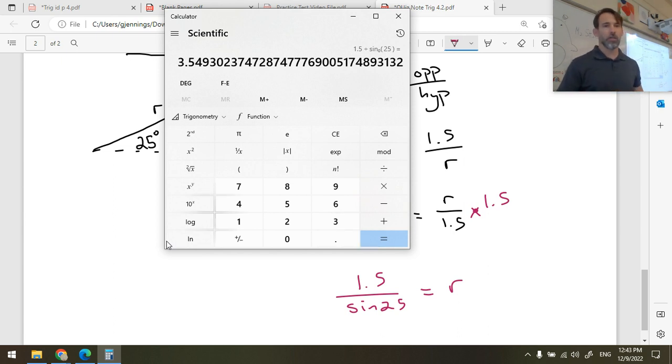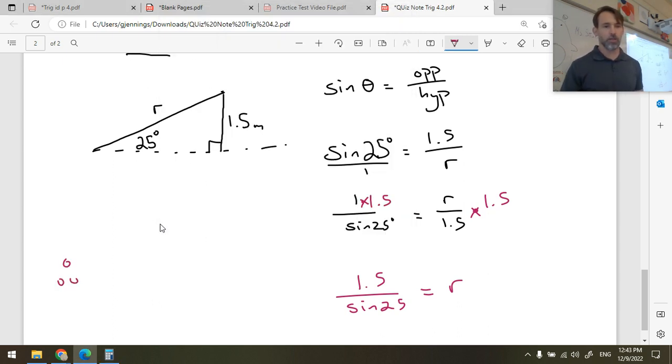355 centimeters. 3.55 meters would be 355 centimeters. Therefore, the ramp should be 355 centimeters long.